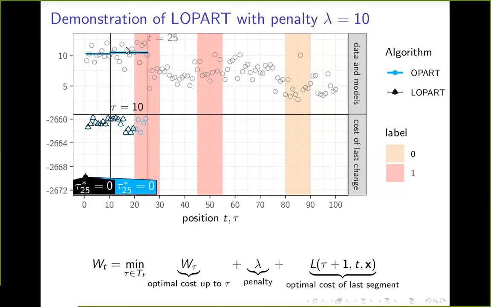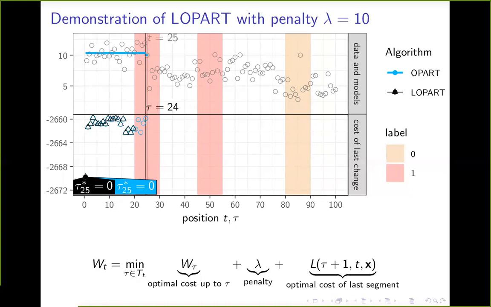Tau equals 10, that's the cost of a model with a change after data point 10. And then what we've already computed in previous iterations, that model had no changes, so we use that cost already. Tau equals 19 here, which is the change point right before we get into the one labeled region. And then finally, we start to consider all of these other changes inside of the labeled region.